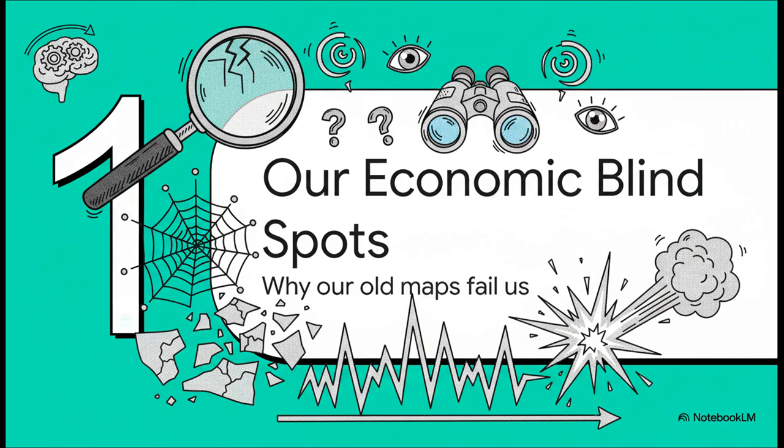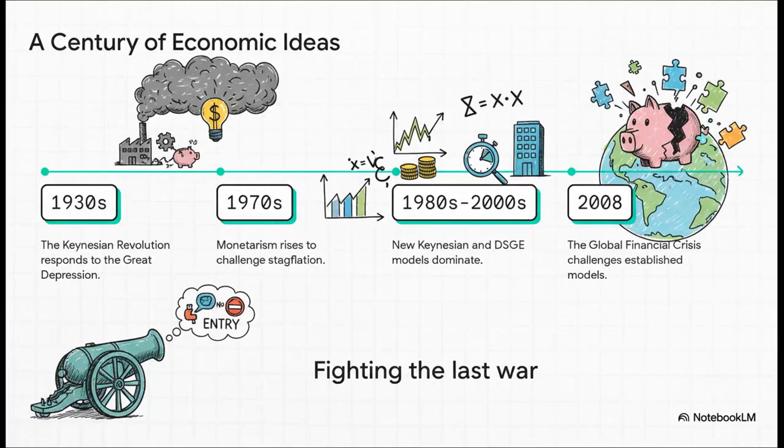Okay, so to really get why we might need a whole new approach, we've got to start with our current blind spots. Why is it that with all the data, all the experts we have, these massive economic shocks still feel like they just pop up out of nowhere? Well, if you look back, our big economic ideas have almost always been a reaction to some kind of disaster. The Great Depression gave us Keynesian economics. The crazy stagflation of the 70s is where monetarism came from. And the 2008 financial crisis, oh boy, showed us that even our most advanced models had huge, gaping blind spots. It's like we're always building the perfect weapon to fight the last war.